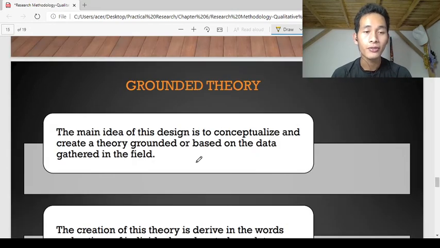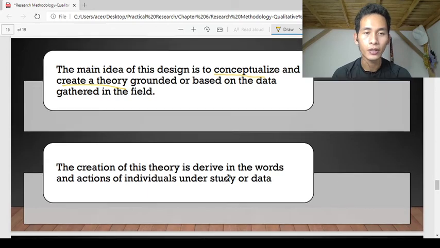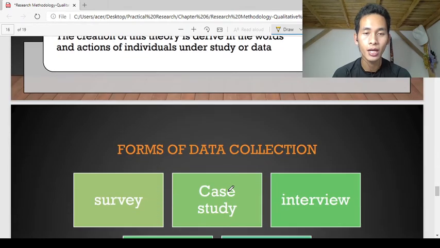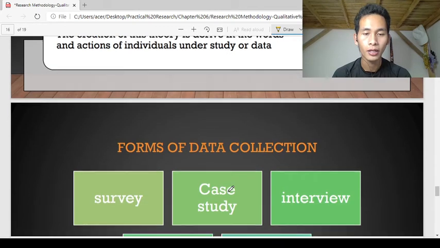Next is grounded theory. The main idea of this design is to conceptualize, and create a theory grounded or based on the data gathered in the field. The creation of this theory is derived in the words and actions of individuals under study or data.